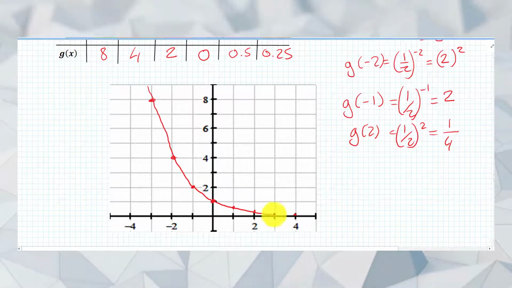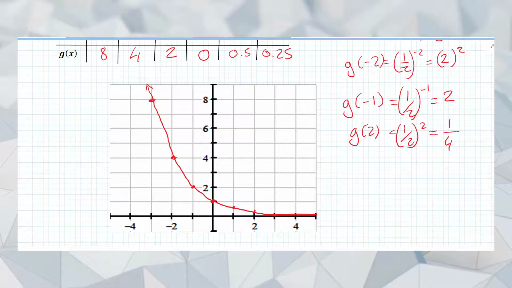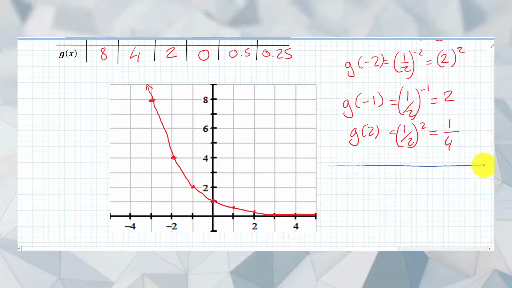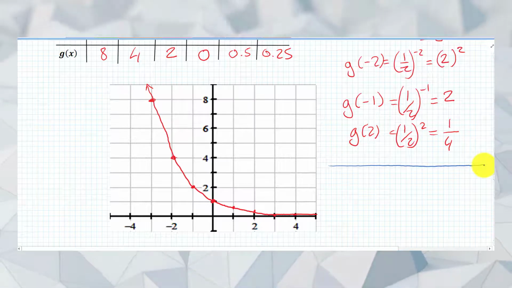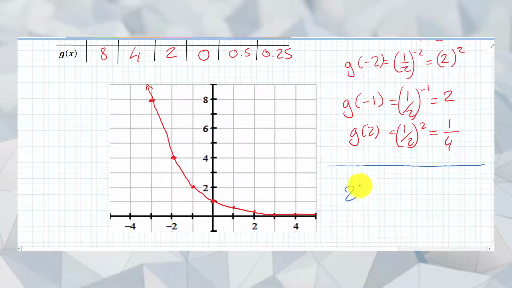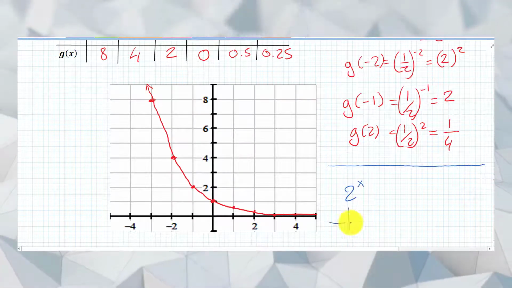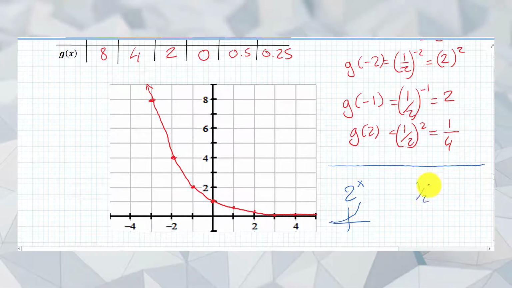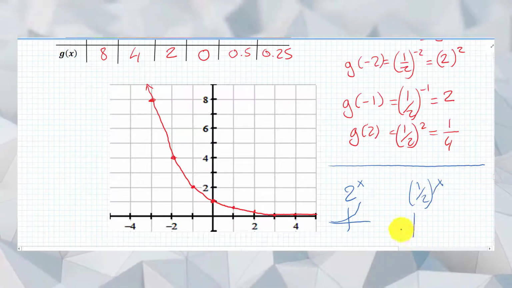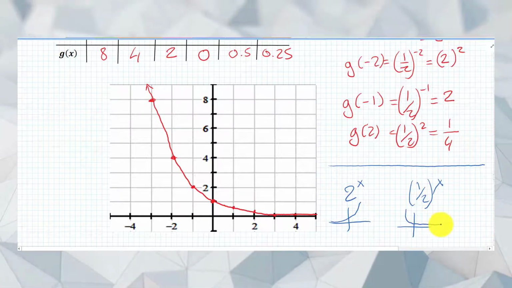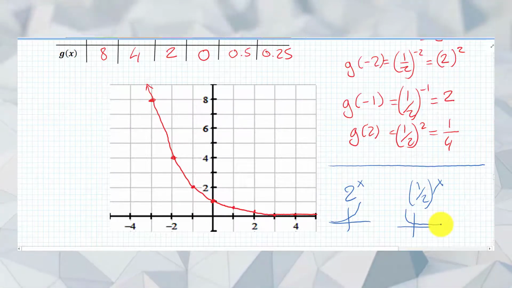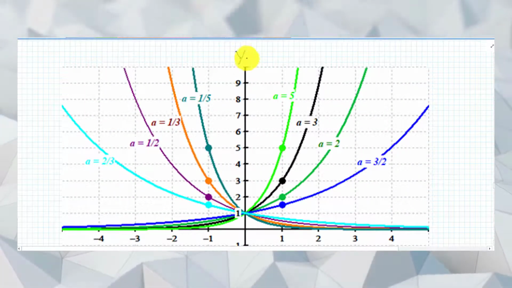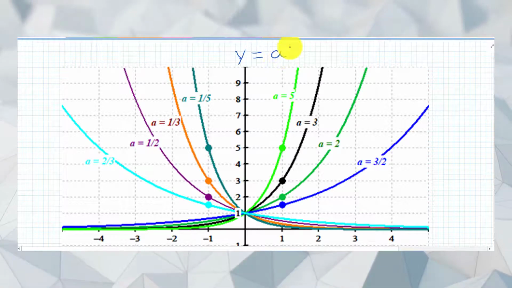The two graphs I've just shown you are very typical of the two families of graphs exponential functions have. One had a base above 1, that was 2 to the x, and the graph went like this. The one we just covered had the base smaller than 1, and the graph went like this. Let me show you more graphs of exponentials. So in this graph, I've represented the function y equals a to the x.